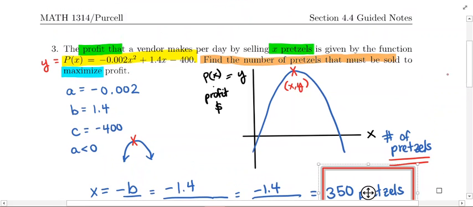Going back to your picture, just to summarize, we found that this vertex is located at 350. The vendor needs to sell 350 pretzels per day to maximize his or her profit. If you wanted to find the maximum profit, then you would just take the 350, plug it into the original function and get the output, but that is not necessary here because that's not what you're looking for.